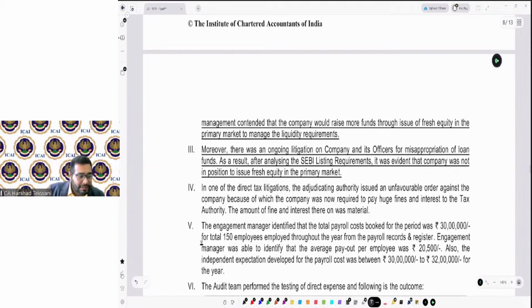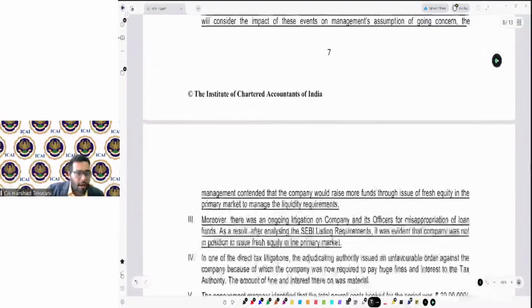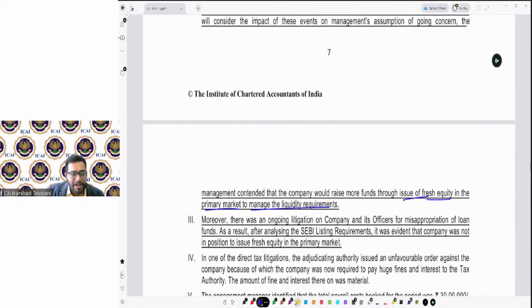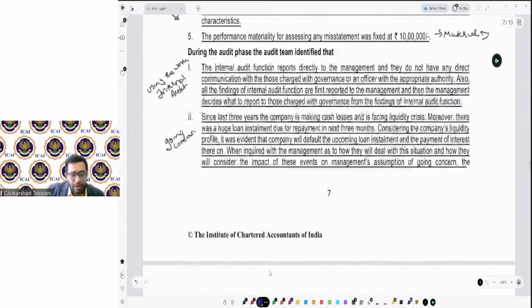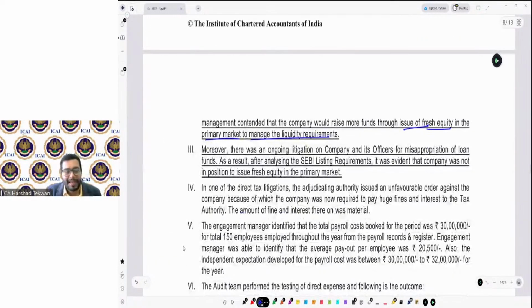Again, somewhere it is related to the going concern, because see here, in the first one, we were talking about issuing fresh equity in the primary market to manage liquidity requirements, and that was in connection with the going concern. Now here in the next line, we are saying that that is not possible. So again, this is something additional information with going concern.